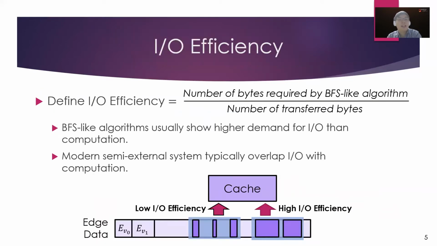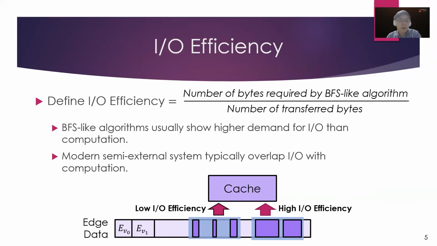To illustrate the effectiveness of this design, we use IO efficiency as the measure. IO efficiency is defined as the ratio of the number of bytes required by the BFS-like algorithm to the total number of transferred bytes. As shown in the figures below, an IO request with high IO efficiency means that more of the data in the loaded page will be used by the algorithm, and low IO efficiency means the opposite.